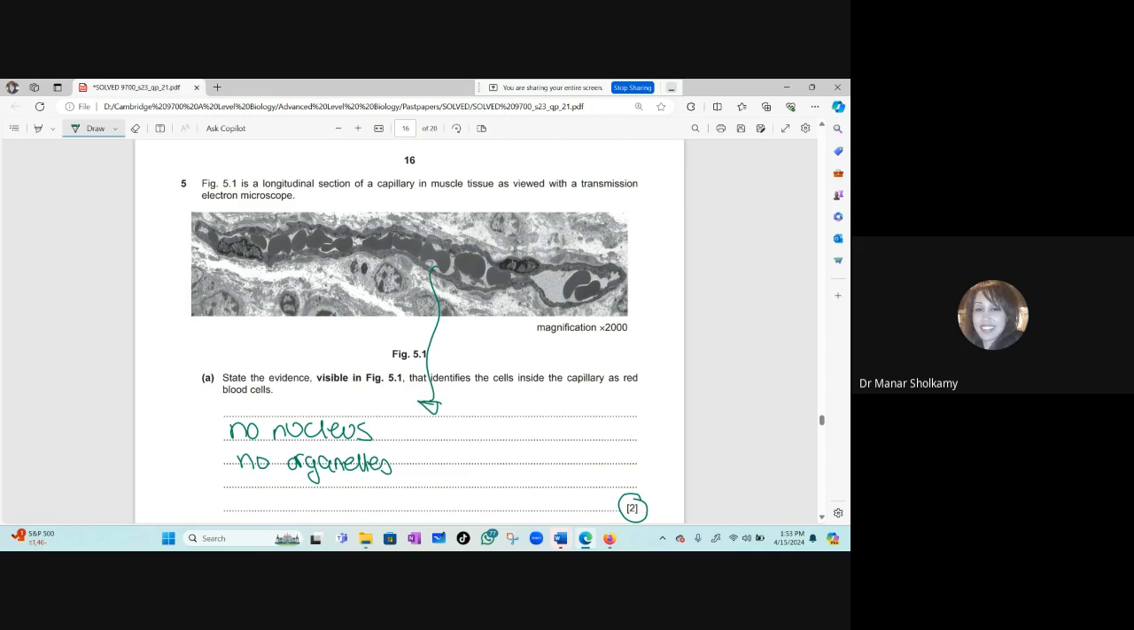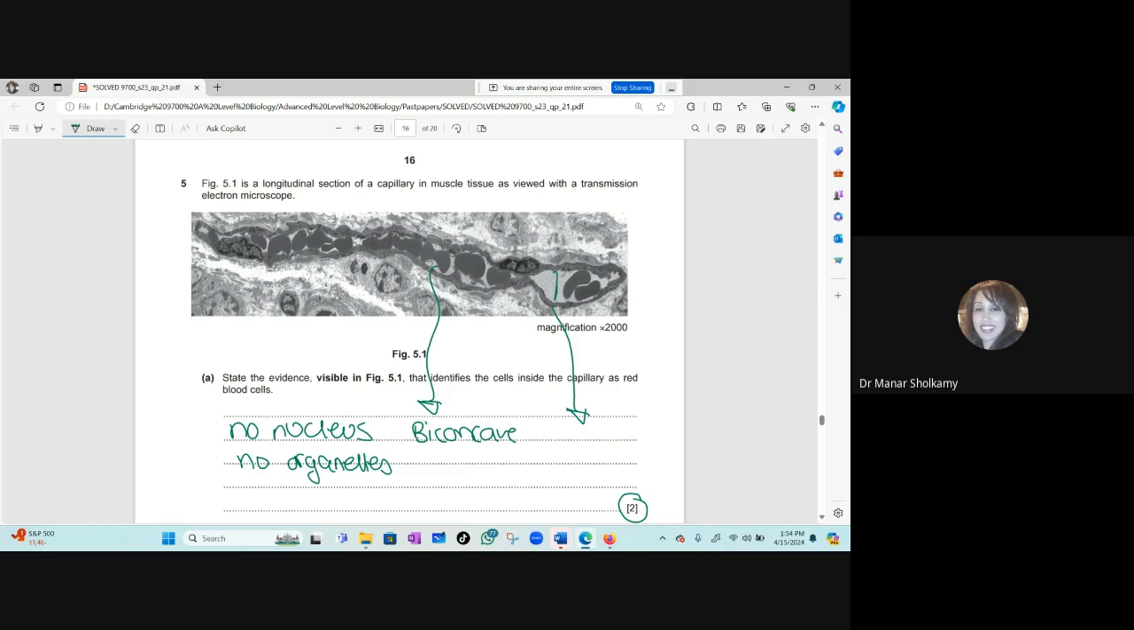Adham, what's the shape of this cell that tells you it is a red blood cell? Biconcave. Yes, it's biconcave. Now, something else tells you that it is inside a capillary. What if they're asking you, why is this a capillary? Narrow lumen. Yes, the capillary is very narrow. It's just as wide as the red blood cell. And this is a red blood cell because it is just as wide as a capillary.